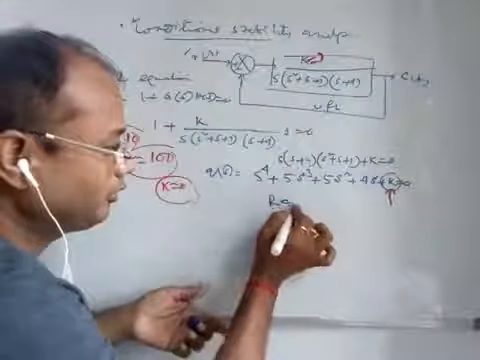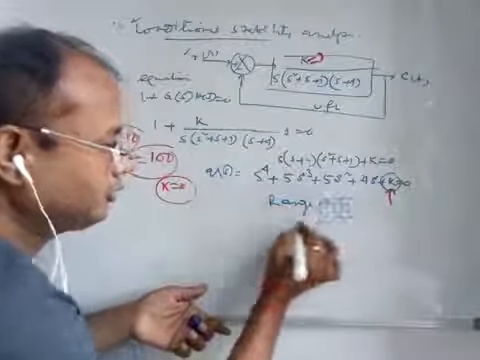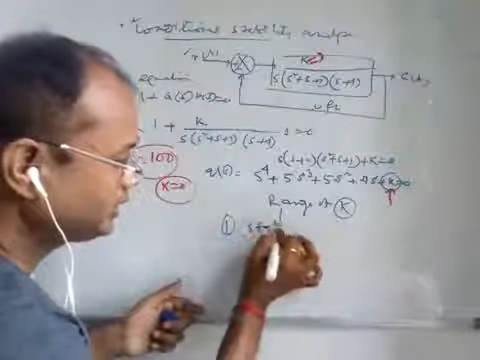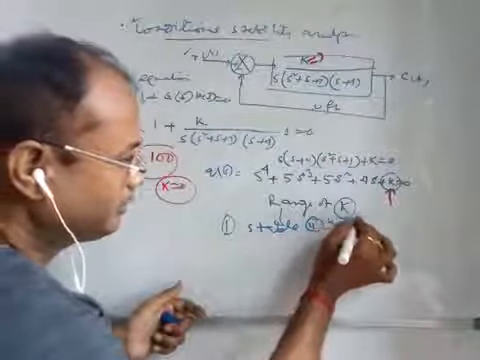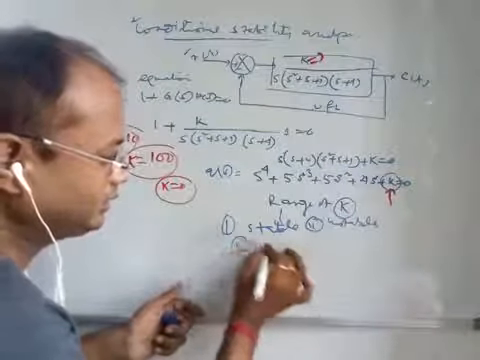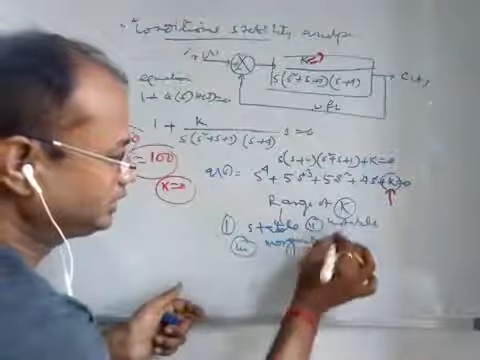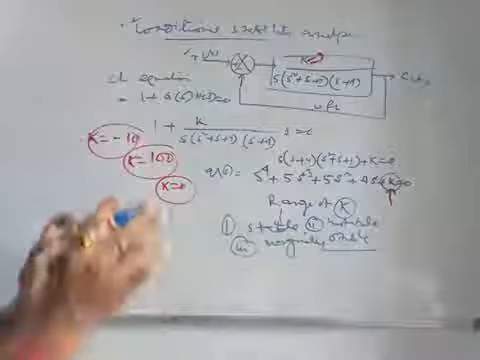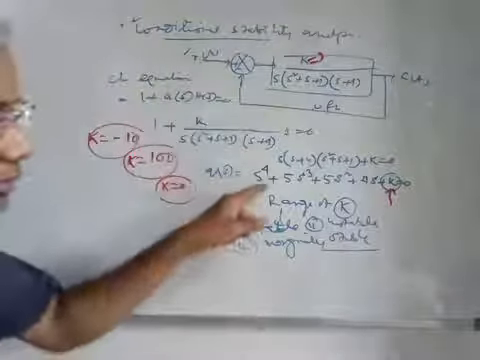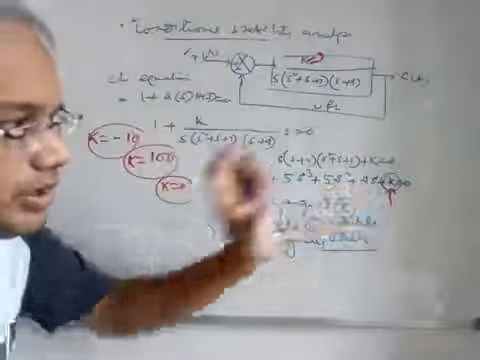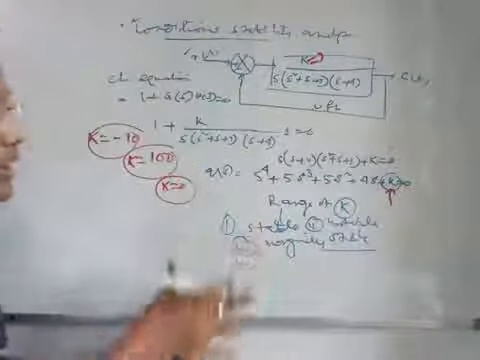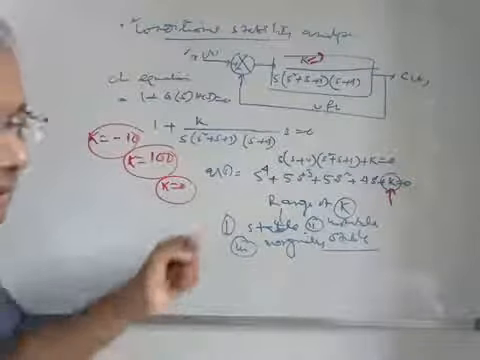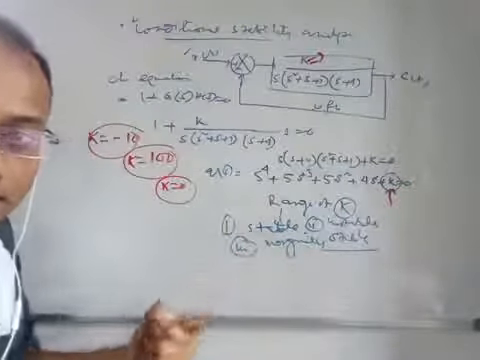So the range of K for which three conditions may arise: the system may be stable, the system may be unstable, or marginally stable. So this we will analyze in this example. s to the power 4 plus 5s cube plus 5s square plus 4s plus K is equal to 0. We will make the Routh array corresponding to this and finally see how to check the range of K for different stability conditions.